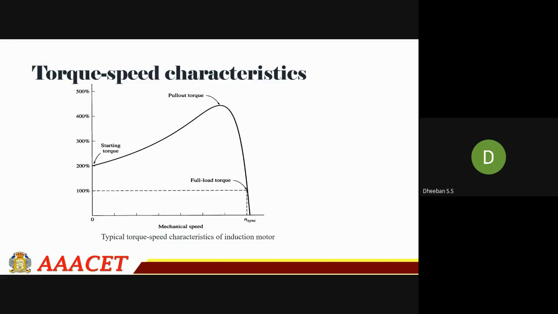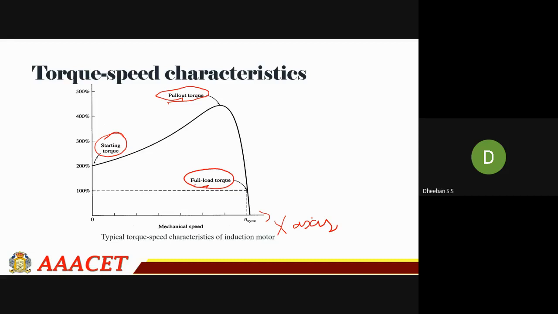So, the mechanical speed will be at your x-axis, and your torque percentage will be at your y-axis. Here there will be three types of torques: starting with your starting torque, and pull out torque, finally your full load torque. Okay, so these are the three types of torque we'll be dealing with.